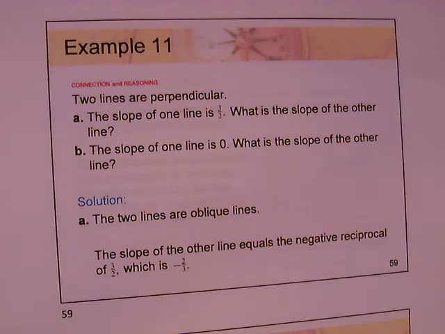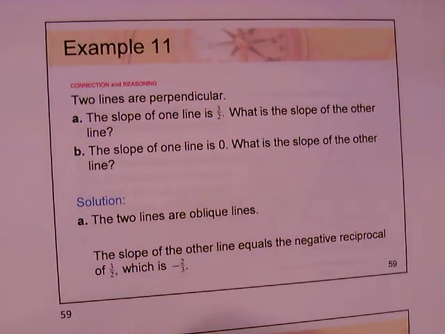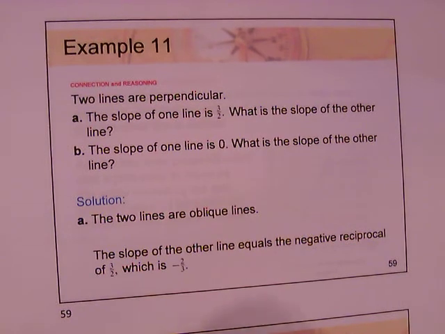Now, in this example, two lines are perpendicular. In part A, the slope of one line is 3/2. What is the slope of the other line? Then part B, the slope of one line is 0. What is the slope of the other line? So here in part A, the two lines are oblique because we have a slope of 3/2.